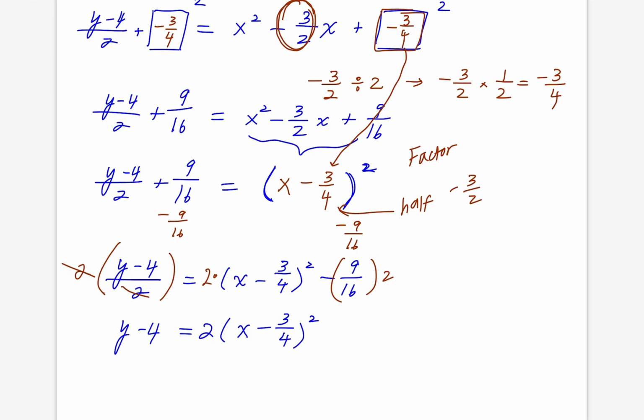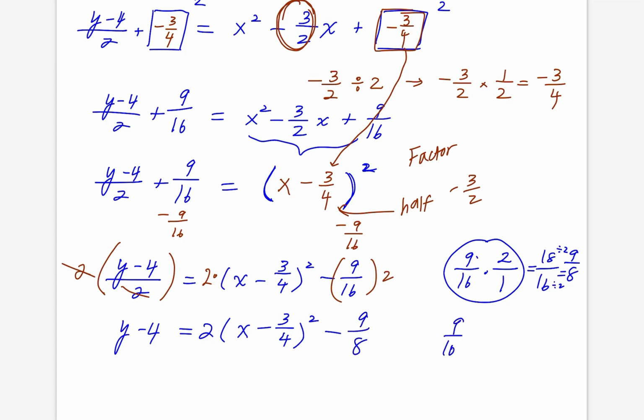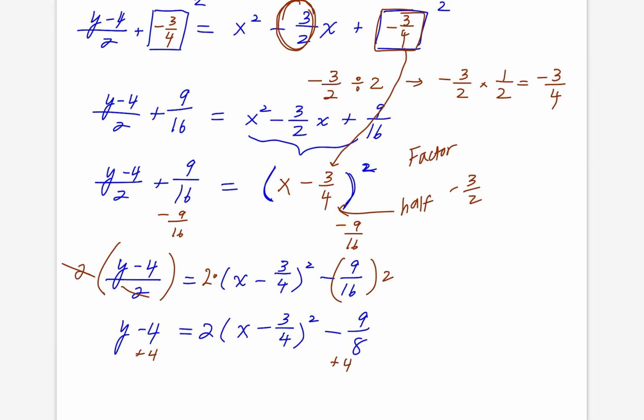And then 9/16 times 2 is the same thing as over 1. So that becomes 18/16, but that simplifies to 9/8. You reduce it by dividing by 2. So this becomes -9/8. Again, 9/16 times 2 is 9/8. Okay. So then continuing with this, we're on the last step here. Add that constant 4 to both sides.